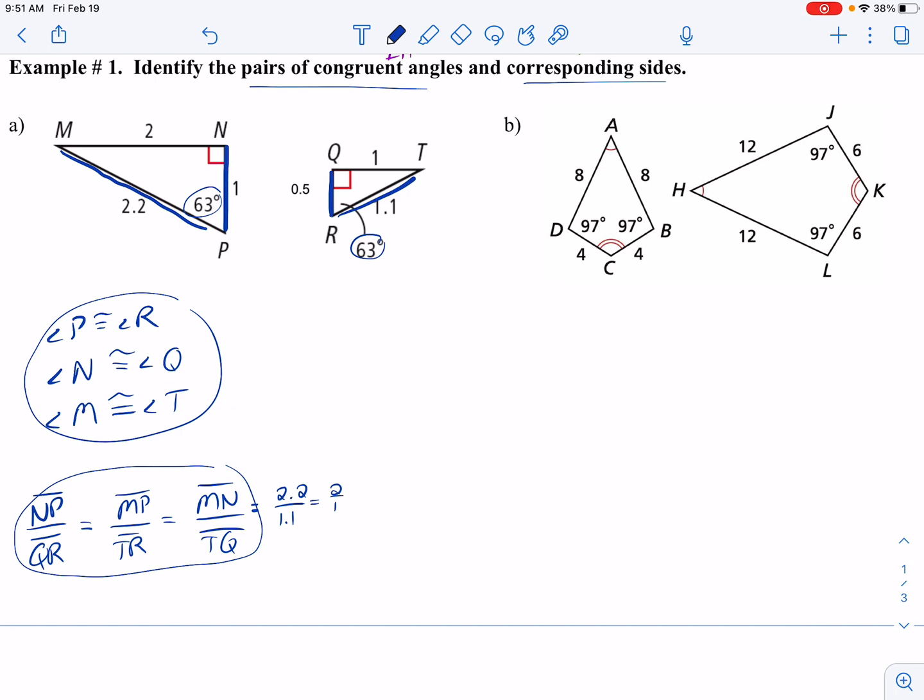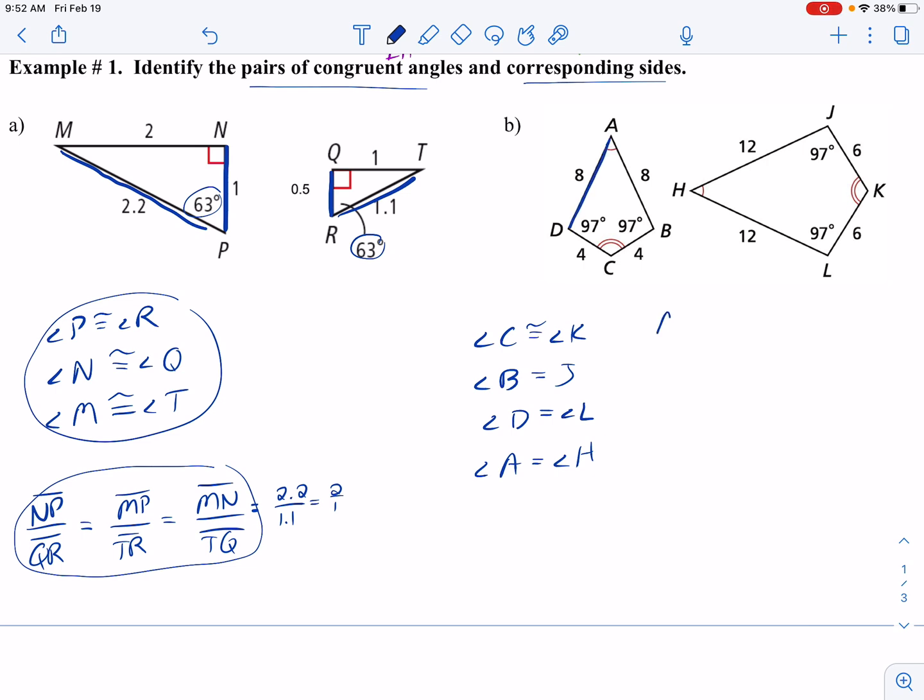Okay, we're going to work our way around for the angles. C was congruent to K, two congruent markings. B was congruent to J, and D was congruent to L. Didn't really matter there for which angles, because they both are 97. And then A congruent to H.